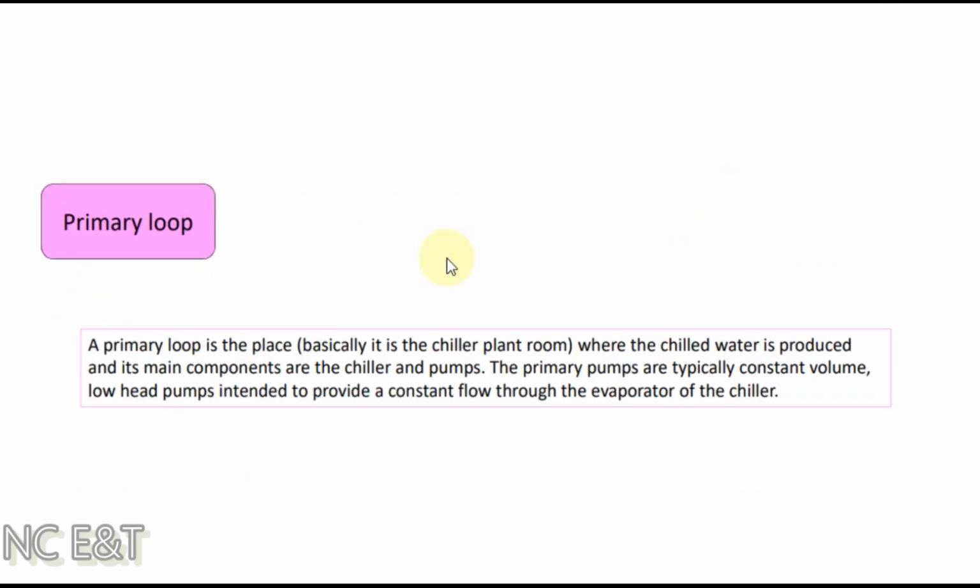What is the primary loop? A primary loop is the place where the chill water is produced, and its main components are the chiller and pumps. The primary pumps are typically constant volume and low head pumps intended to provide a constant flow through the evaporator of the chiller.